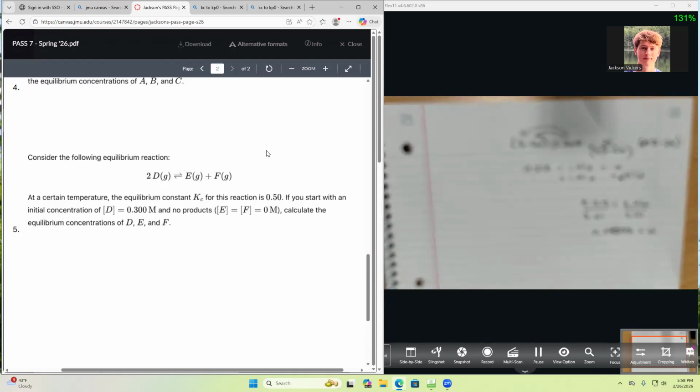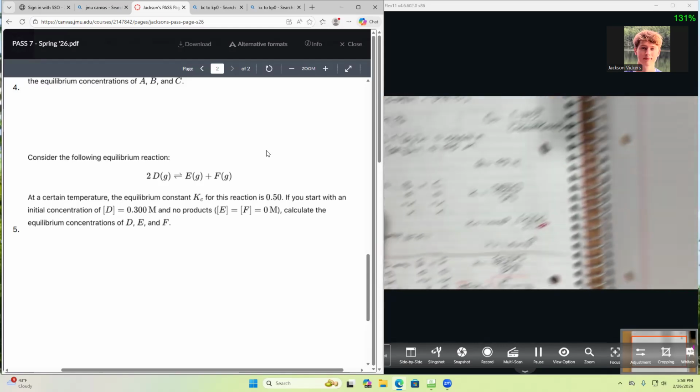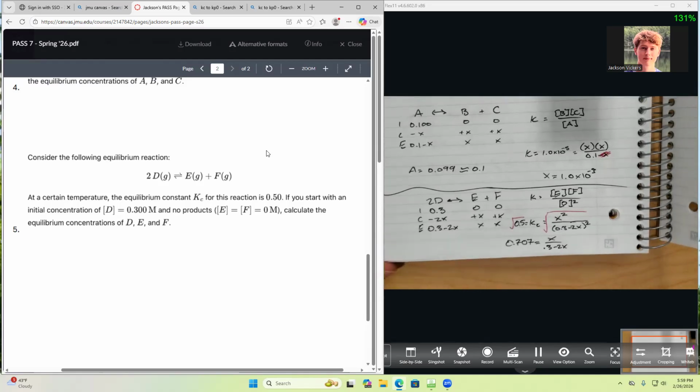So that's some good review of algebra. I was a little bit rusty. I remember when I had to relearn this stuff from whenever I took algebra in high school. So definitely practice that a good bit. But again, the final answer is not x by itself for all of these. In this problem, I told you to calculate the equilibrium concentration of D, E, and F. For E and F, it is nice, that's x, but we have to do 0.3 minus 2x to find D.